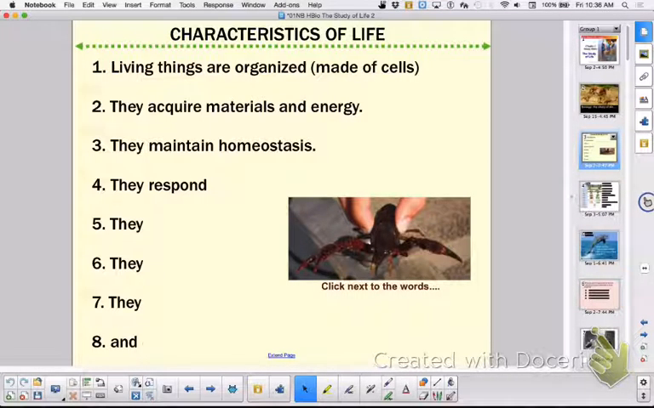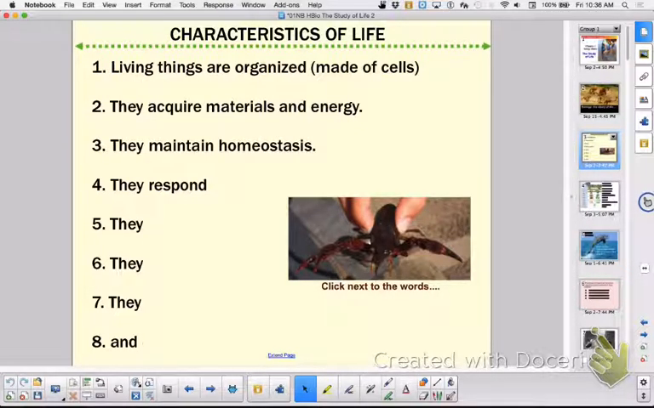From the top: living things are organized, made of cells. They acquire materials and energy. They maintain homeostasis. And the next thing: they respond to stimuli. Say it with me.